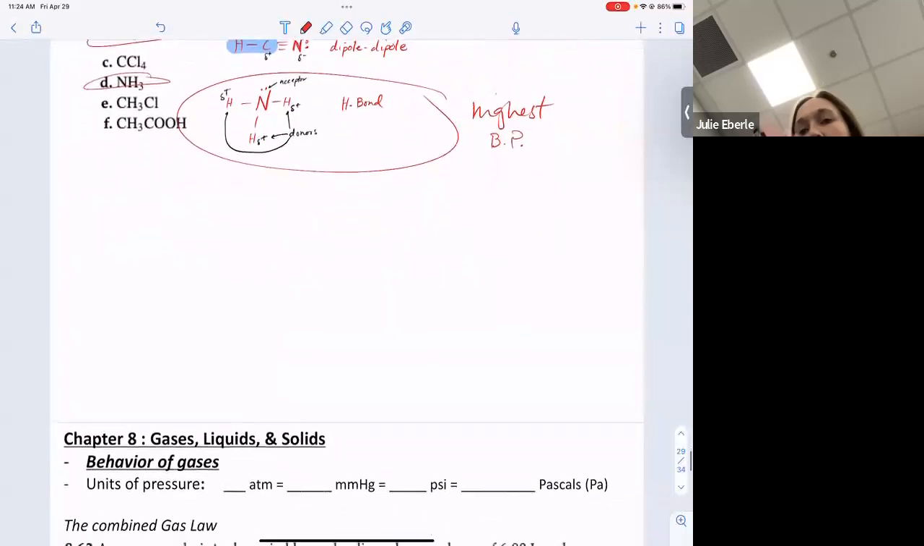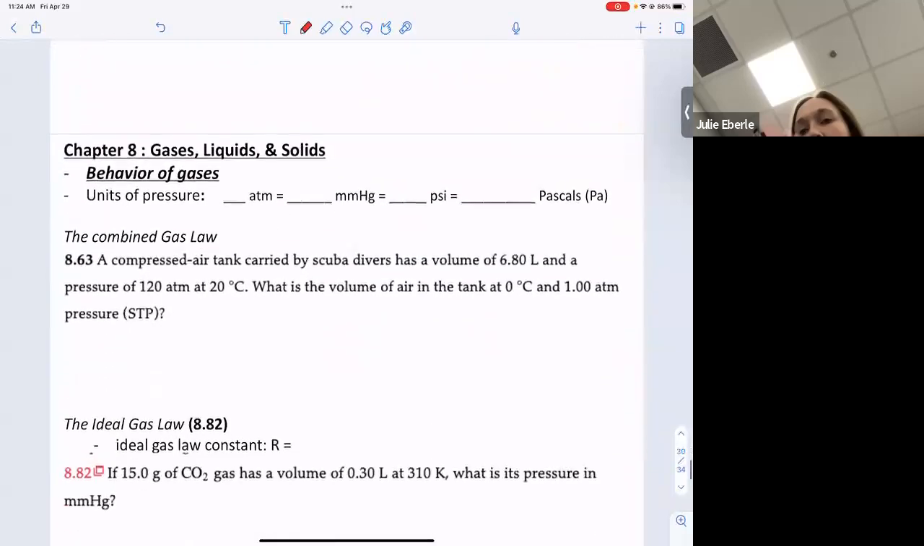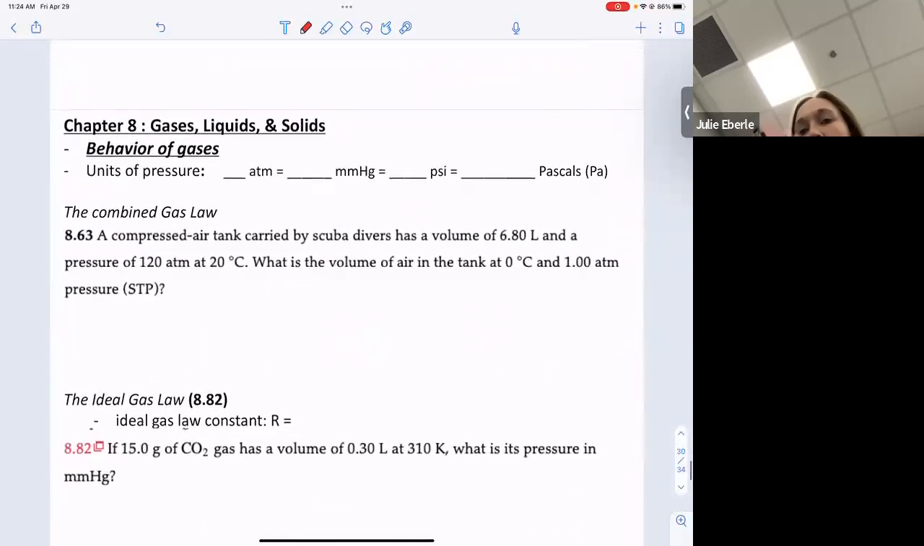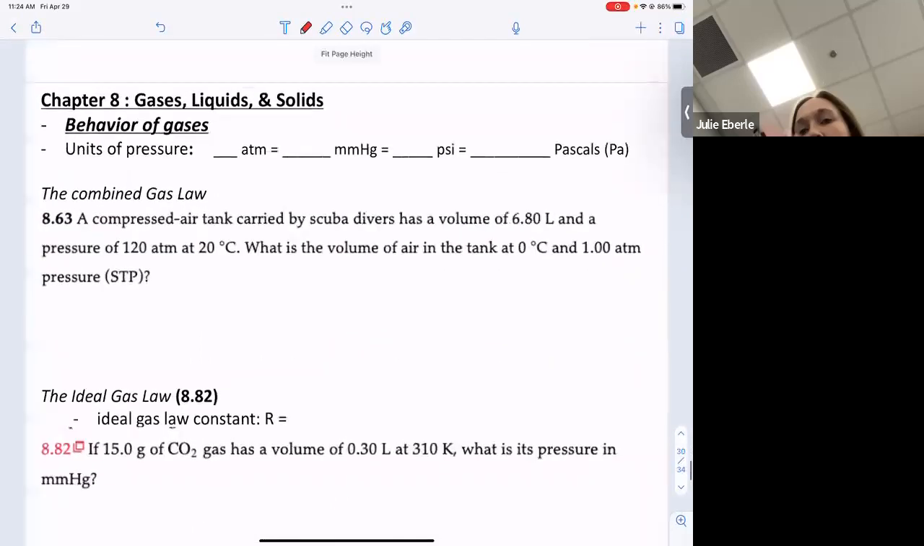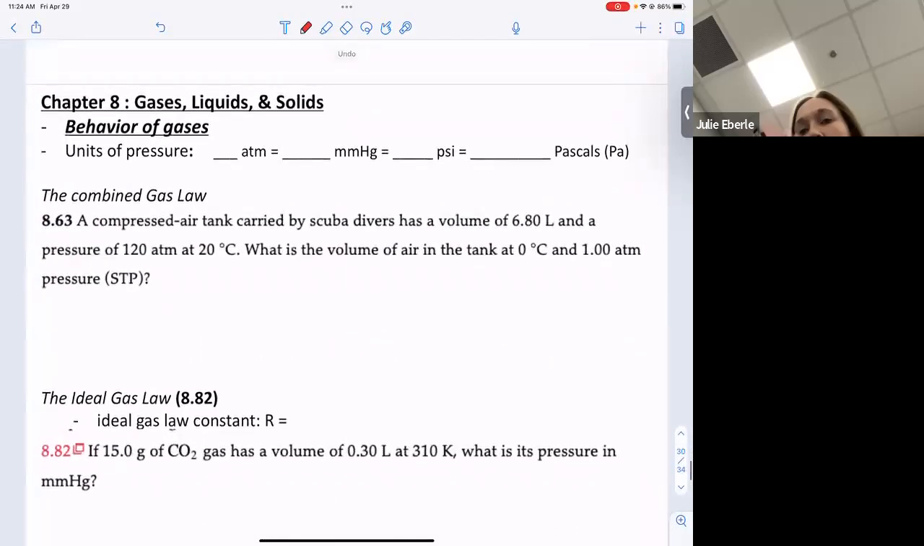So that's intermolecular forces. Then the back half of chapter 8 was all about gases, gas laws. So we said we can measure gases mostly using pressure, volume, and temperature. And we said there's lots of units for pressure. So 1 atm, you'll have all these numbers on the exam: 760 millimeters mercury, 14.7 psi, 101.325 pascals.